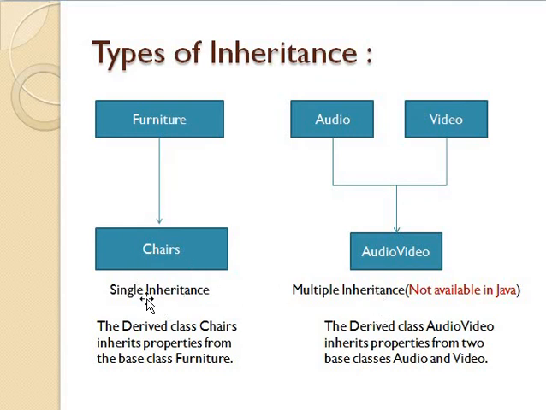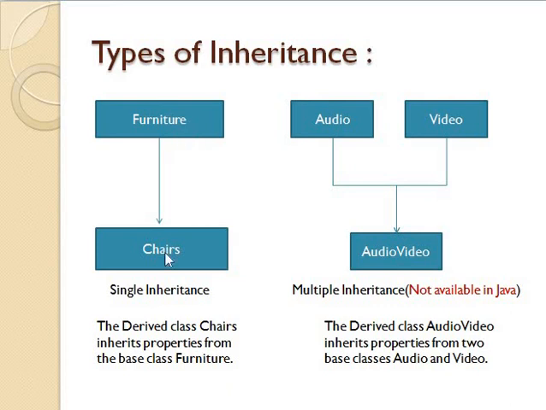Let's start with single inheritance. In a single inheritance, a class will inherit the properties of its parent class. So the class which inherits the properties from the parent class is known as the child class, and we also call the child class the derived class and the parent class the base class.